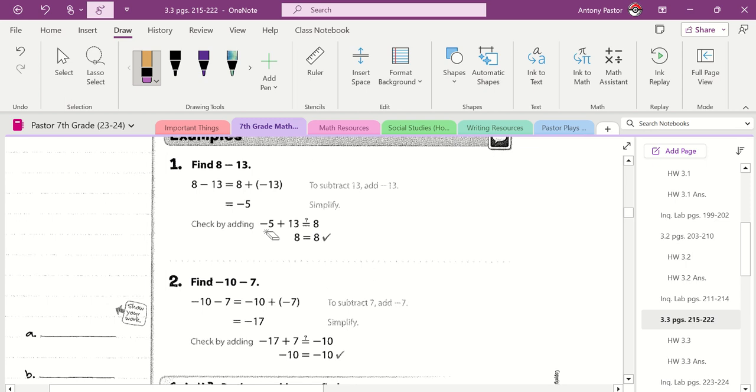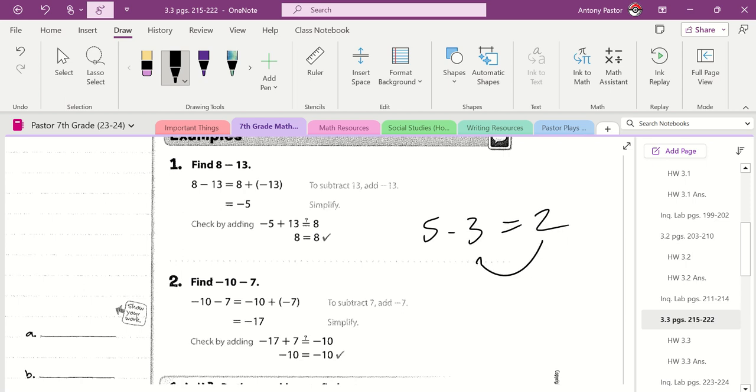Check by adding: negative 5 plus 13, does it equal 8? It does. This is going backwards. It's like saying 5 minus 3 equals 2. Does 2 plus 3 equal 5? It does. Therefore, it checks out.